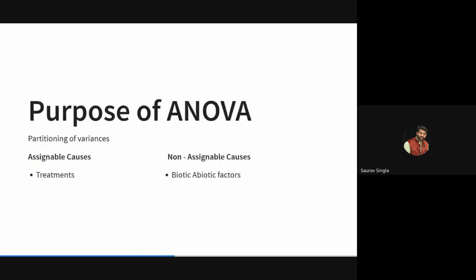Now, what is the full form of ANOVA? I think everybody knows, ANOVA's full form is analysis of variance. And what is ANOVA actually doing and how is it achieving what we want to do? So basically, you can say there is total variance. Okay, there is variability in the data available.